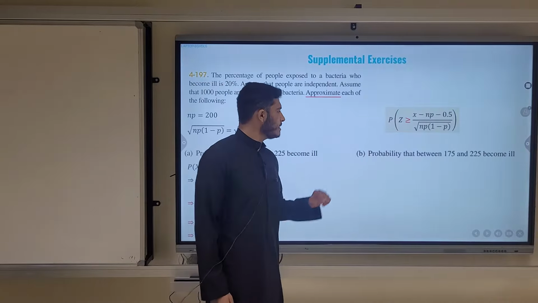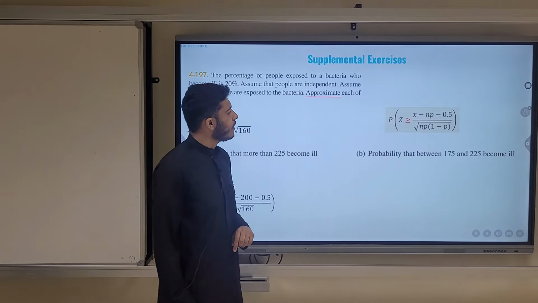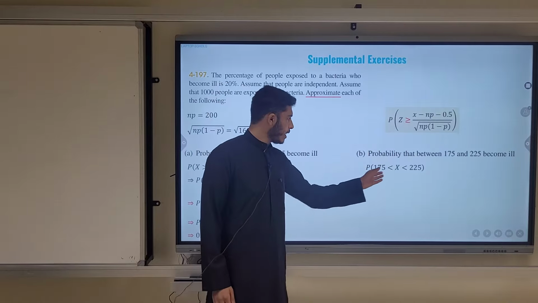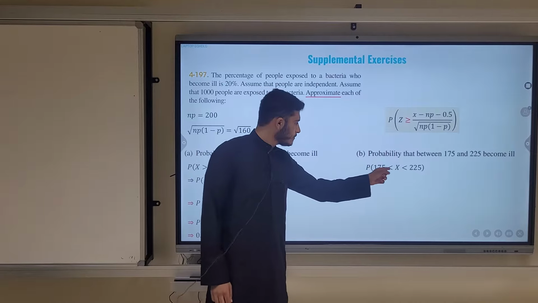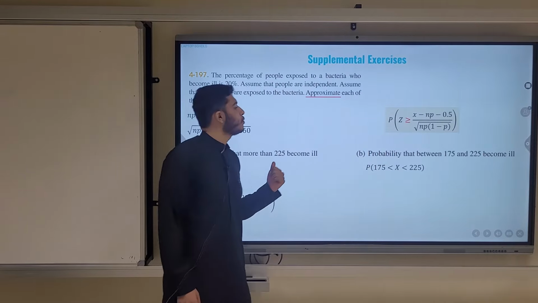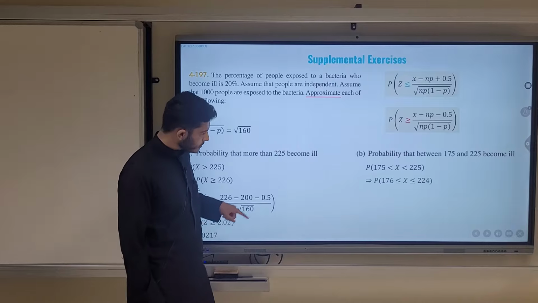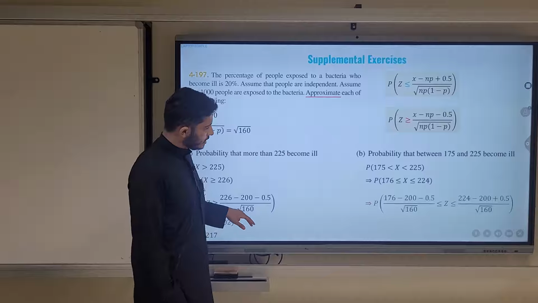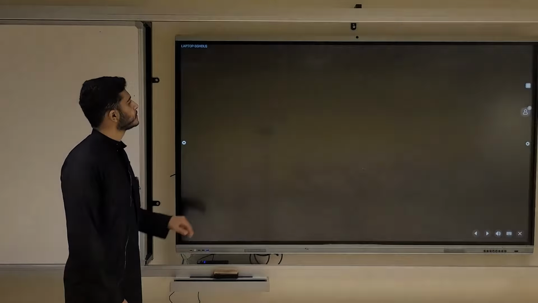Probability that between 175 and 225 become ill. So this is going to be our range of outcomes from 175 to 225. However, we need to have an equal sign here and an equal sign here. We have solved an example like this before. It's going to look like this. So now we can implement both formulas, standardize, and you're going to get the answer at the end.